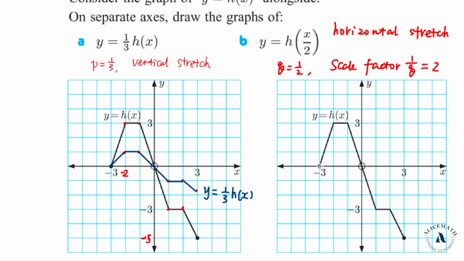The leftmost vertex has x-coordinate -3, which means now the horizontal distance from the y-axis should be 6. So now we need to move to the left, to the -6 point. And also you see this vertex and this vertex, the x-coordinate is -2, which means the horizontal distance is 2 units. Now we should move to 4 units. So it's -4, which is here.